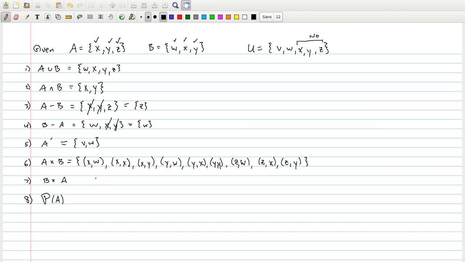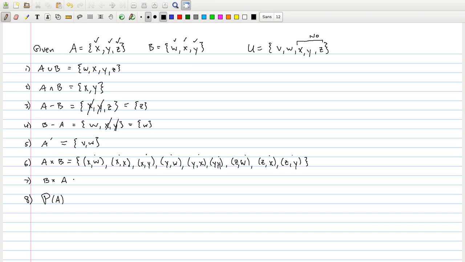And just as a reality check on this, there are 3 elements of A and there are 3 elements in B. 3 times 3 is 9. So we should have 9 elements in the product. So 1, 2, 3, 4, 5, 6, 7, 8, 9. That just verifies that we didn't miss anything.